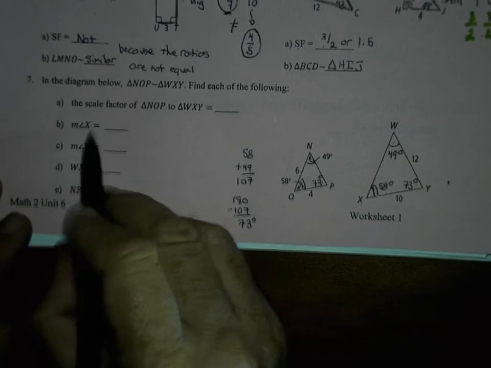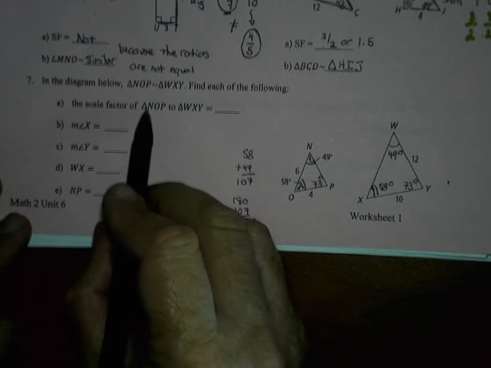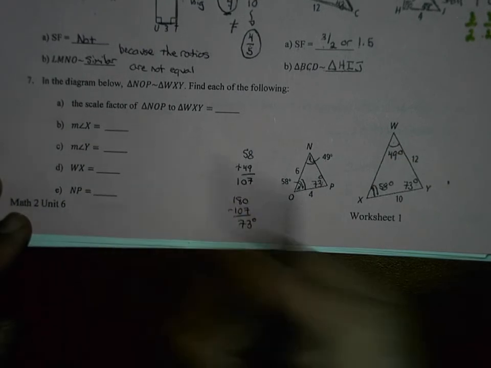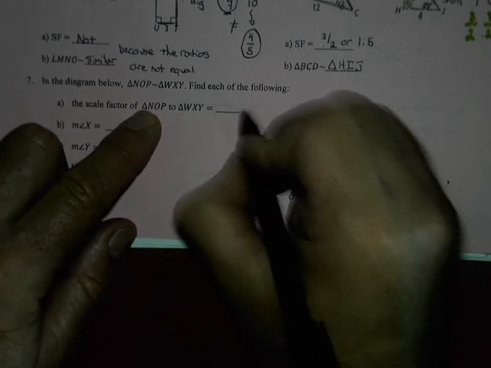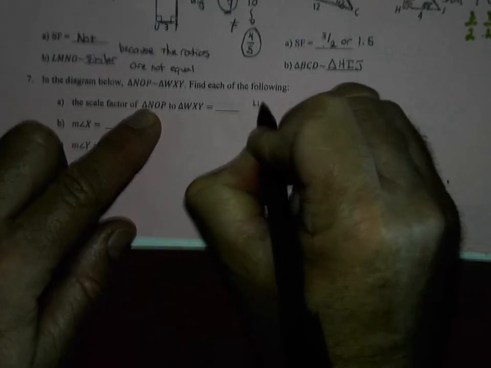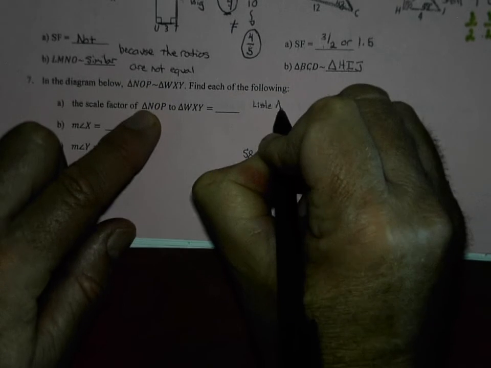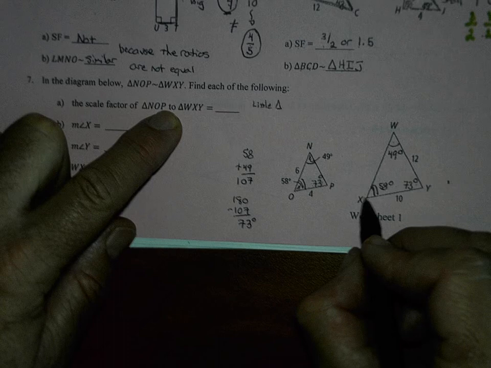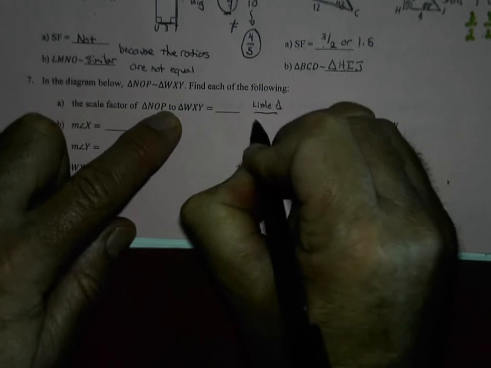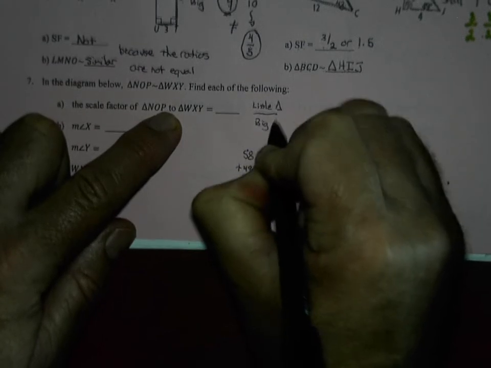So the scale factor of triangle NOP, so we're going to do this triangle on the top. Notice triangle NOP, so that's the little triangle. So when we write the scale factor, we're going to put the little or small triangle as the numerator over WXYZ, that is the big triangle.